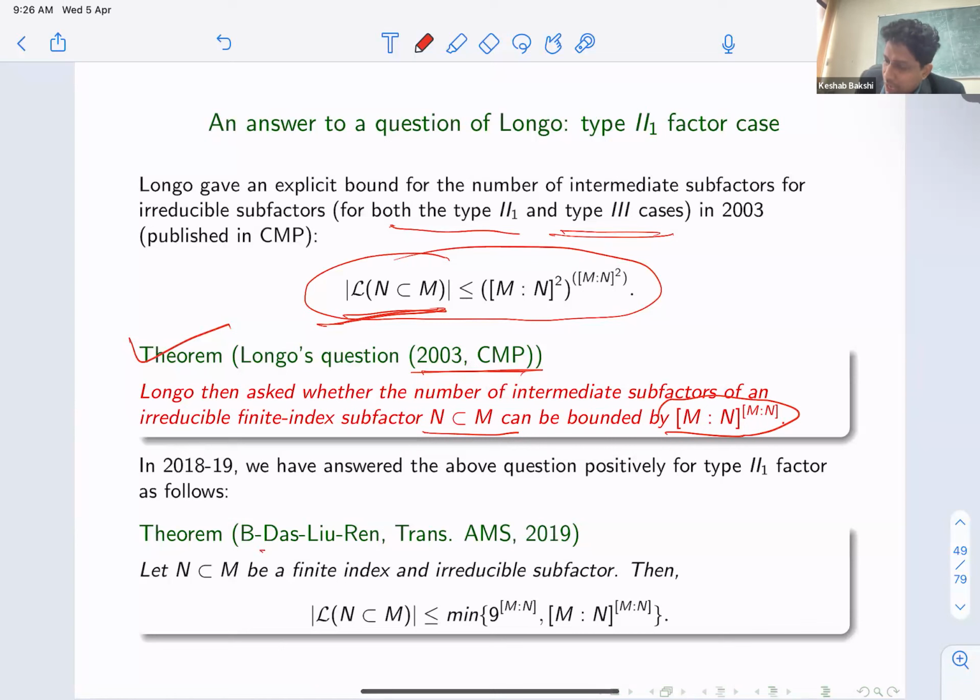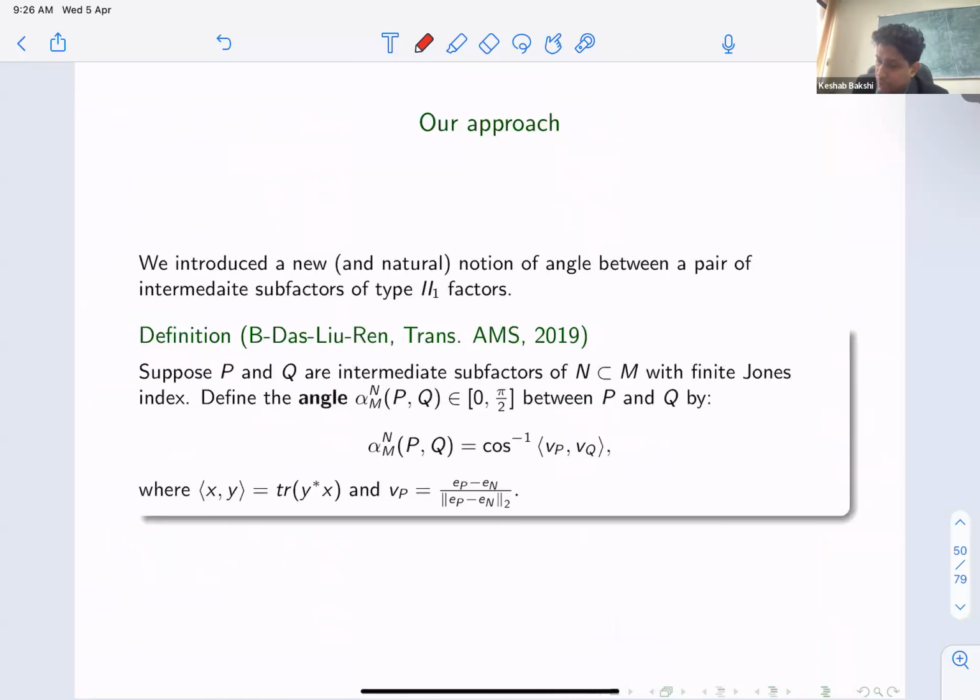And with Sion Das, Zhongwei Liu, and Junxian Ren, in 2018 or 19, we have proved that in fact it can be done better, not just index power index, it can be bounded by 9 power index. That is what we proved. And for that, what was our approach? So here is, again, this figure is always very useful.